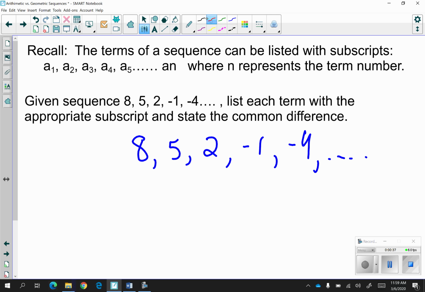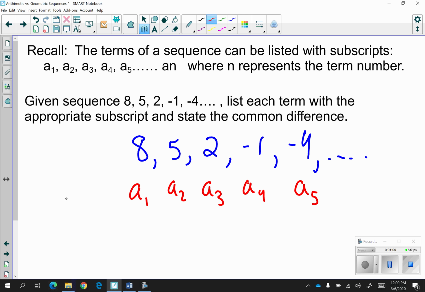That means 8 is a sub 1 because it stands for your first term. 5 is a sub 2, your second term, a sub 3, a sub 4, and a sub 5 as our fifth term. Please make sure that the 1, 2, 3, 4, and 5 are actually written as subscripts, because if you write A with a large one, that's not correct. So please don't do that.